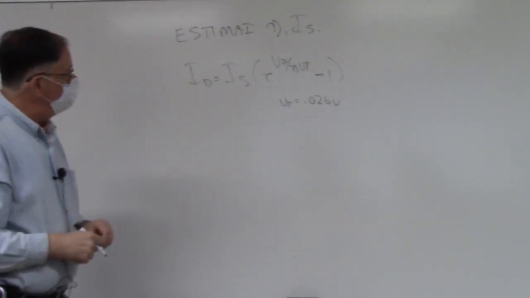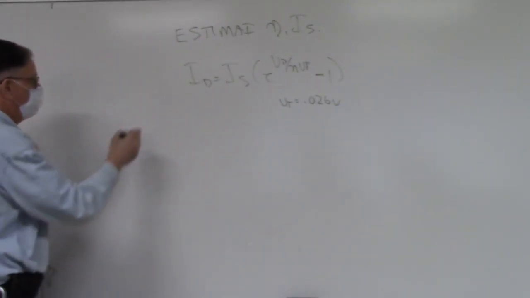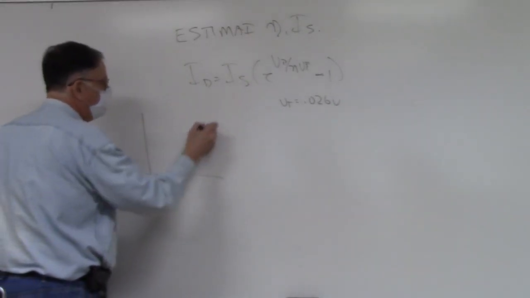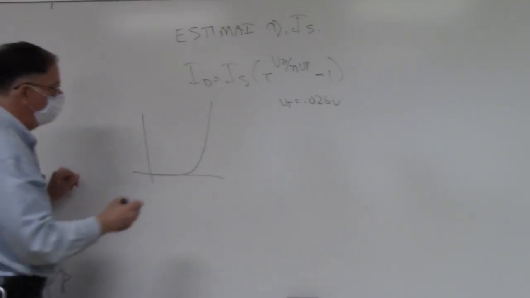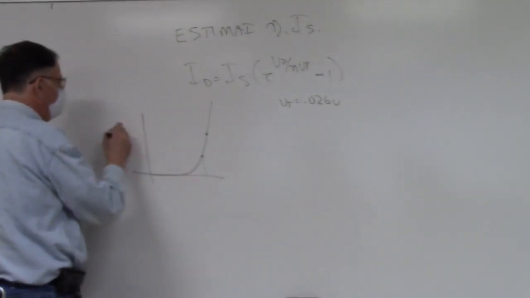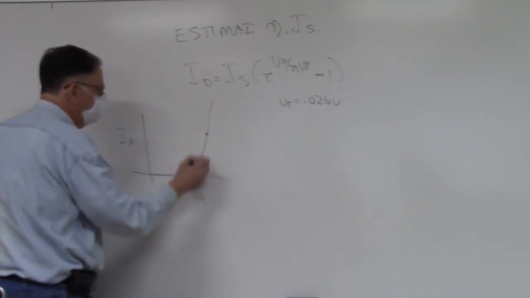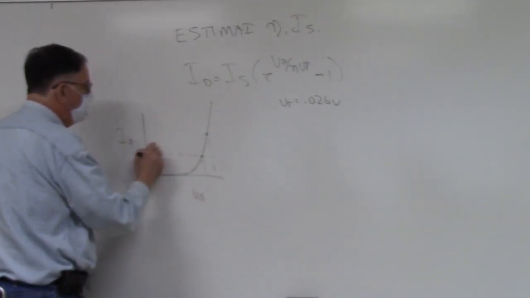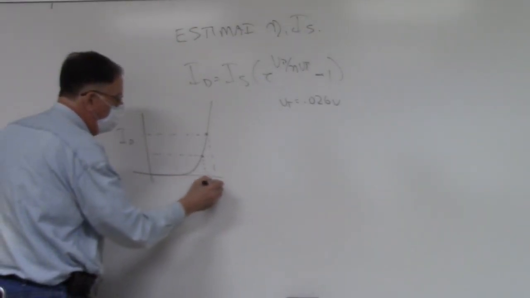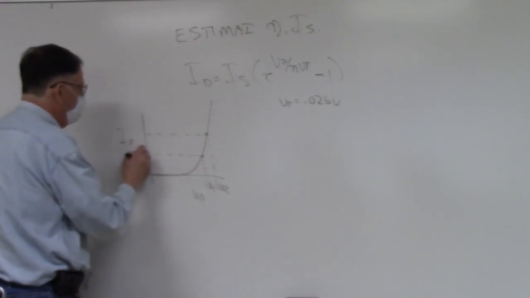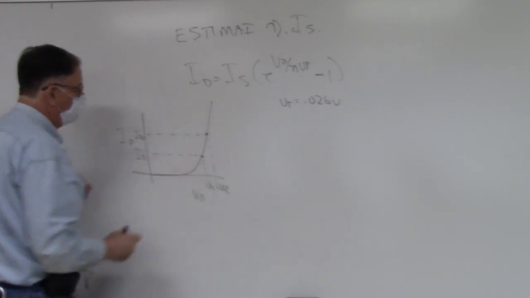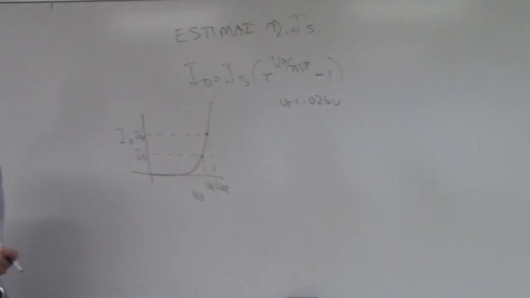So the way we're going to do this is we're going to pick 2 points on our curve, and you can do this at home. You don't have to do this in the lab. Let's say here's your curve. It looks like this. We'd like to pick 2 points, maybe there and there. So again, this is ID and VD. We're going to call these points VD1, VD2, ID1, and ID2.